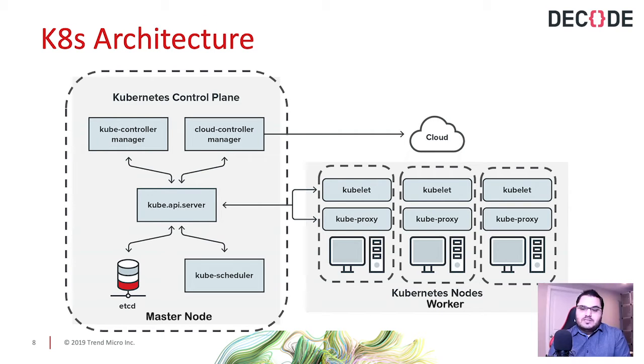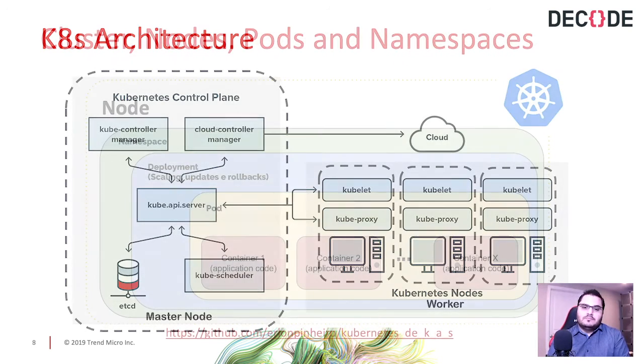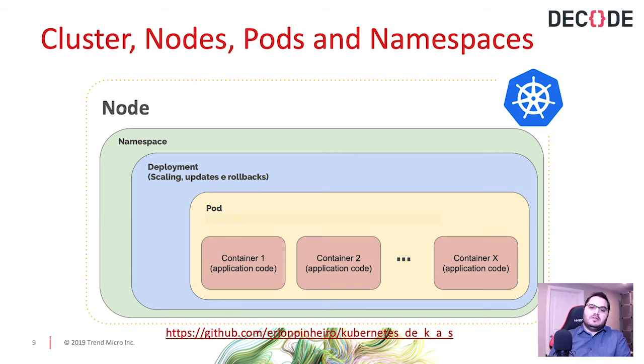Okay, so this is a high level of the Kubernetes architecture. Next, we're gonna see a little bit about the objects and some components that can be created inside your cluster. So here we have the cluster, nodes, pods, and namespaces, right? As I said, the pod is an object inside the Kubernetes cluster. It's the smallest unit that you can have in your cluster. A pod is comprised of at least one or more containers.